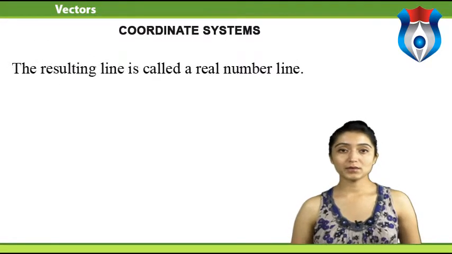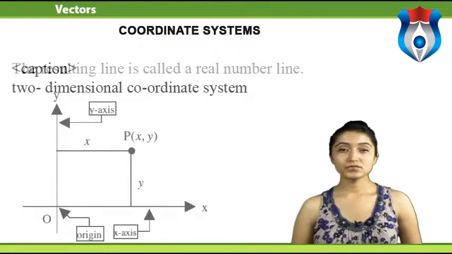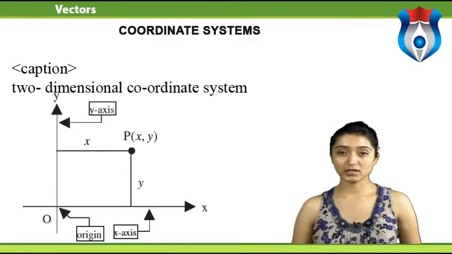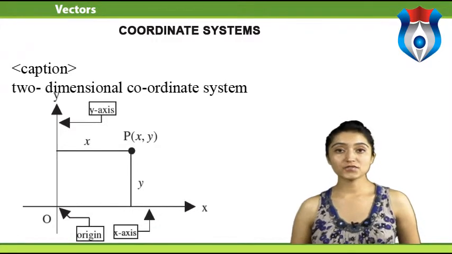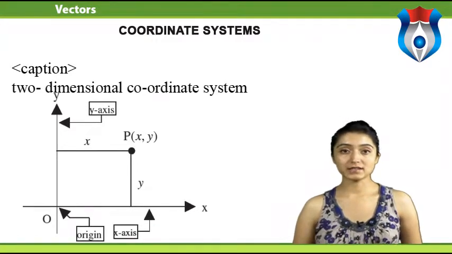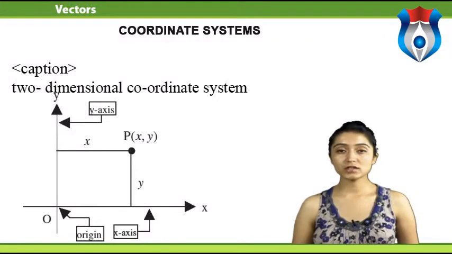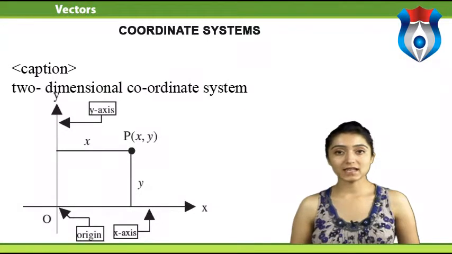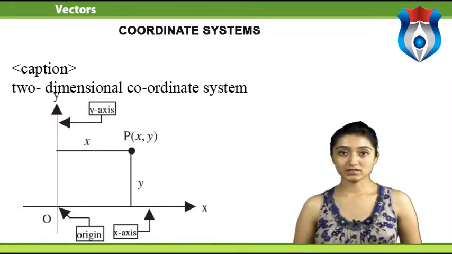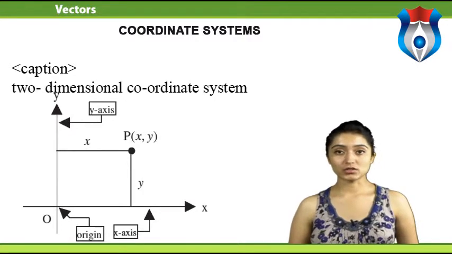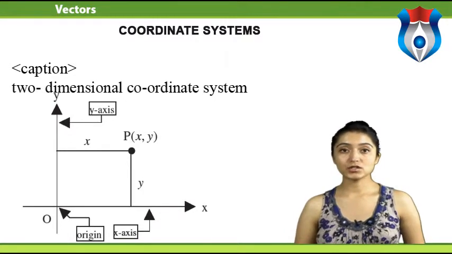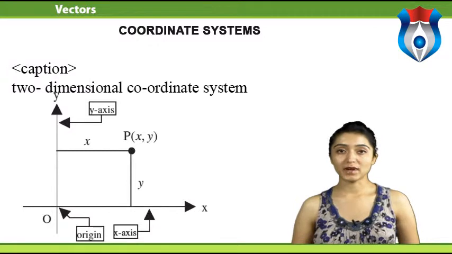This is a one-dimensional coordinate system. The two-dimensional Cartesian coordinate system has as its frame of reference two number lines that intersect at right angles. The horizontal number line is called the x-axis and the vertical number line is the y-axis. The point of intersection of the two axes is called the origin and is denoted by O.